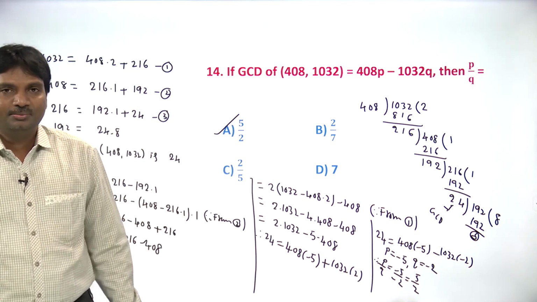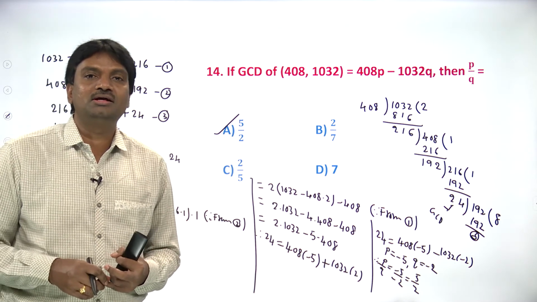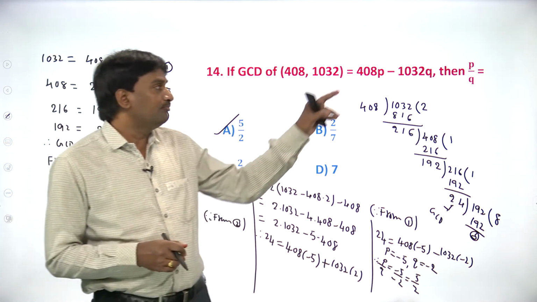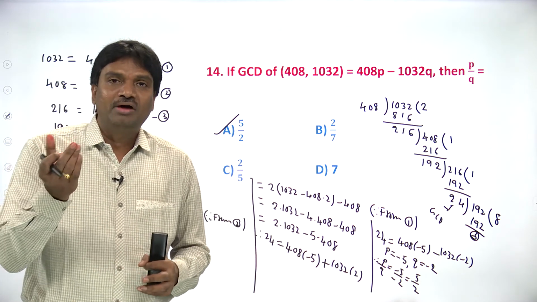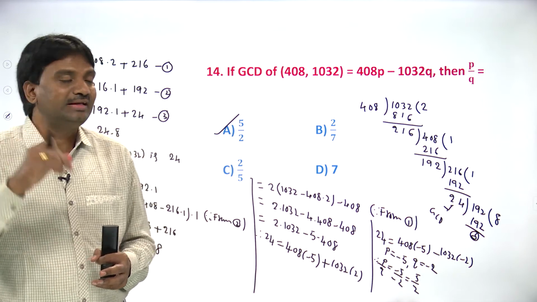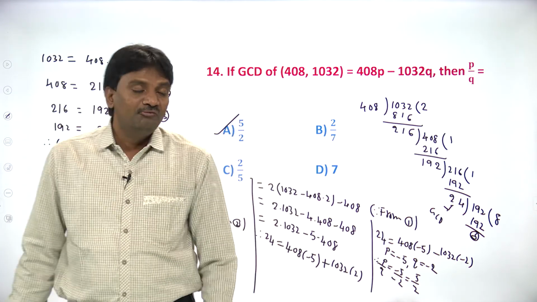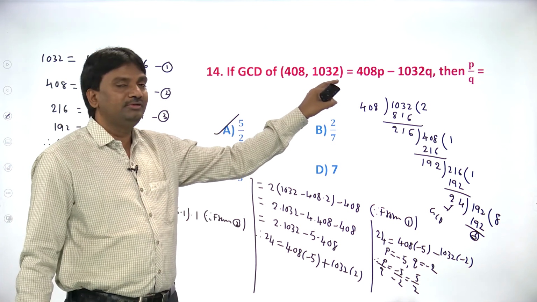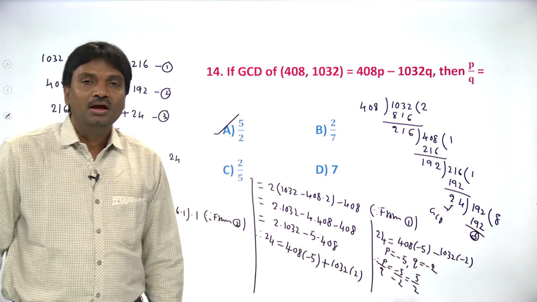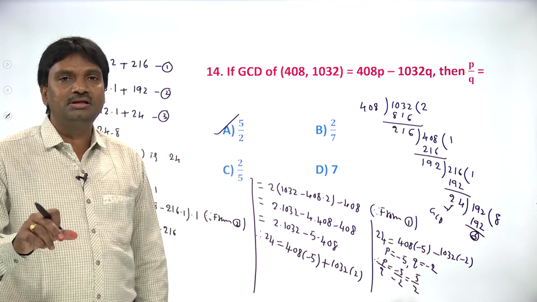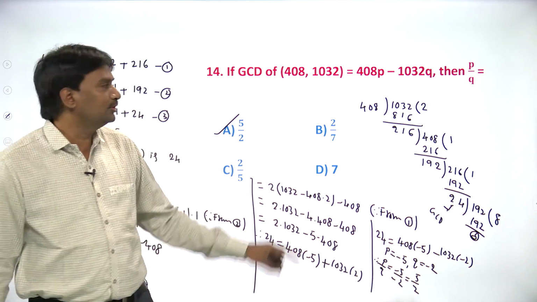So just like the above problem, but in the above problem we have found only the values of P, Q. Here you have to find the value of P by Q. Here also we have to find the values of P and Q. After getting them, substitute in P by Q, you will get the answer, where LHS is 408, GCD of 408, 1032. To find the GCD or HCF of two or more numbers, we have to divide the greatest number by the smallest number.